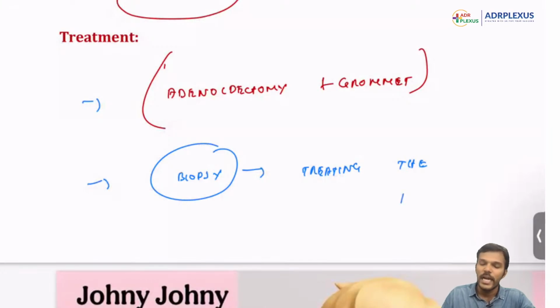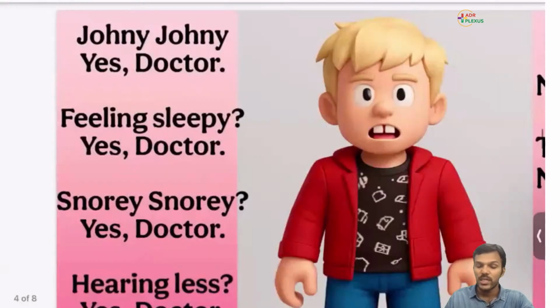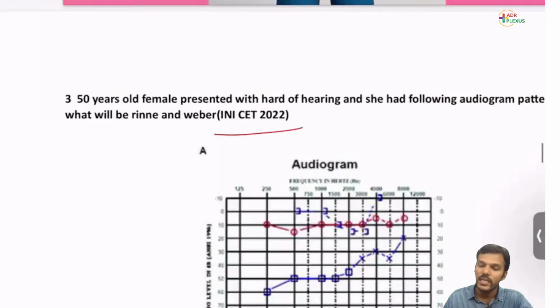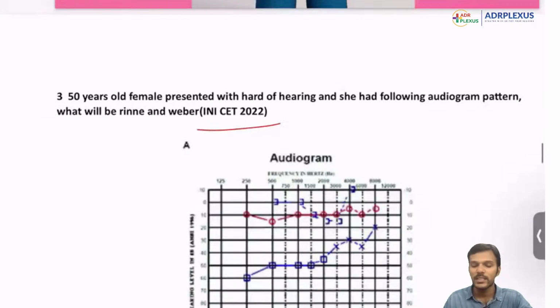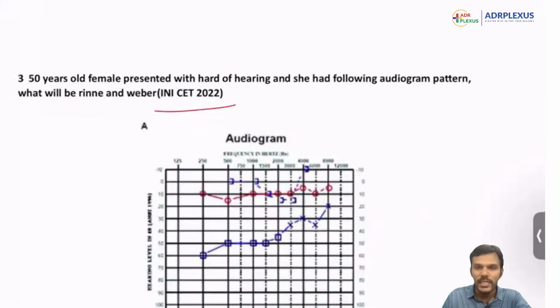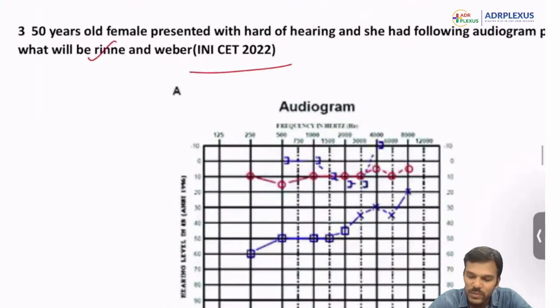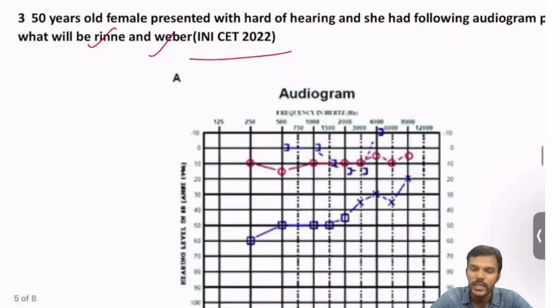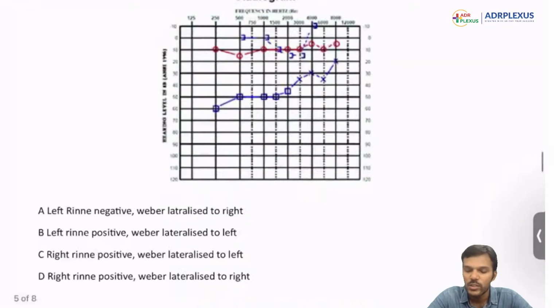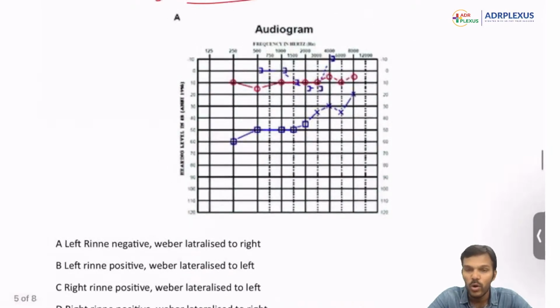Right. Next, INICET 2022 repeat. I placed it here. A 50-year-old female presents with hard of hearing and she had the following audiogram pattern. What will be the Rinne? It's such a brilliant question, easy and simple. They have inserted a lot of concepts into this particular question. So you should be knowing what is Rinne, what is Weber's, and you should be knowing what the audiogram patterns are. All right? So the answer for this question, and also what is Rinne, what is Weber, and what is this particular audiogram suggesting.